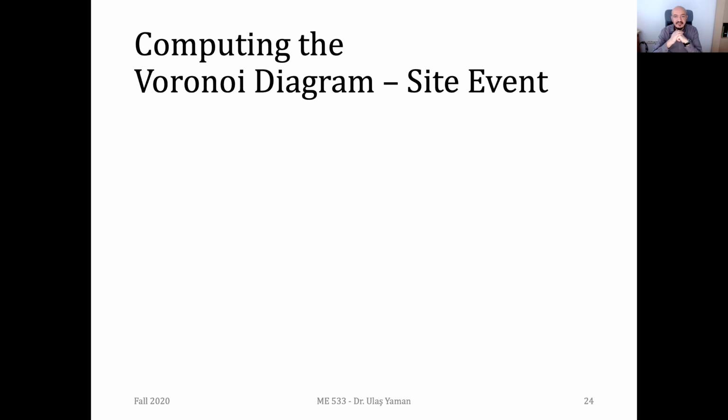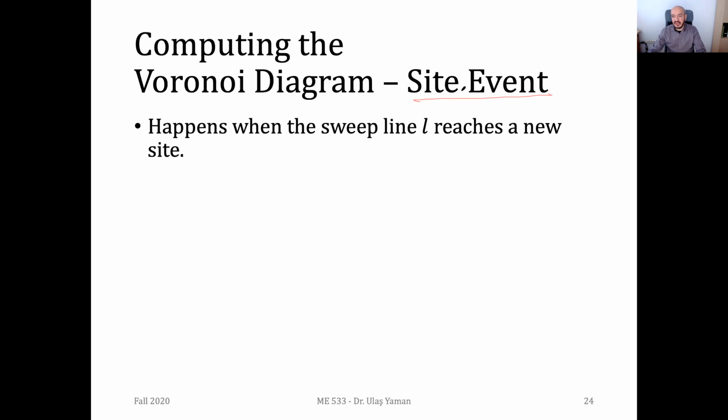So I can say that we will need to have for sure a kind of a site event. So sites are important. When you come up with a site, there needs to be some computation. And this computation will be about adding a new parabola to our beach line.